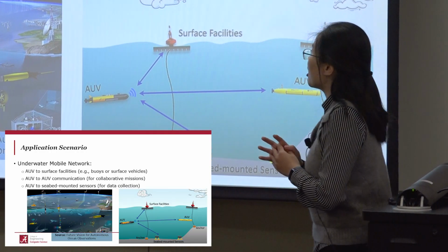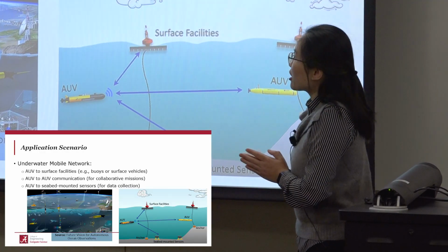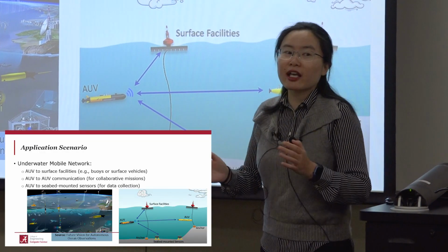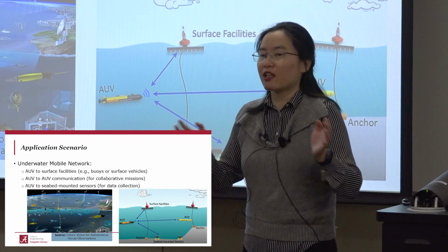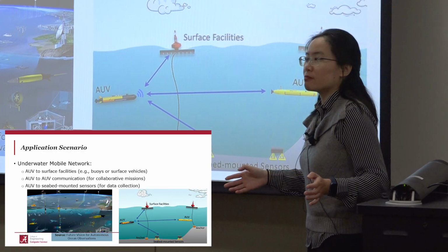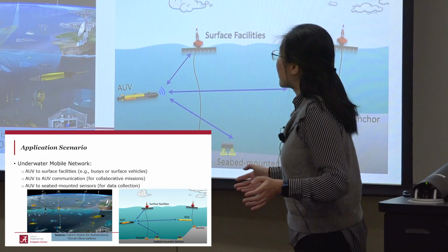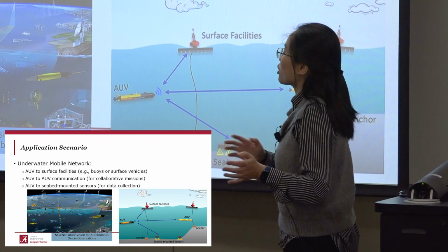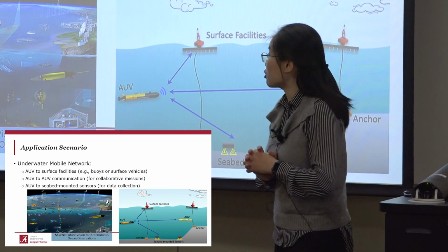exchanges and operation coordination. And it also enables AUV to AUV communication, especially when we want a large swarm of AUVs to perform collaborative missions, for example, surveying, exploring a large area and mapping those ocean environments. And that will require AUV to AUV high data rate and long-range communication.